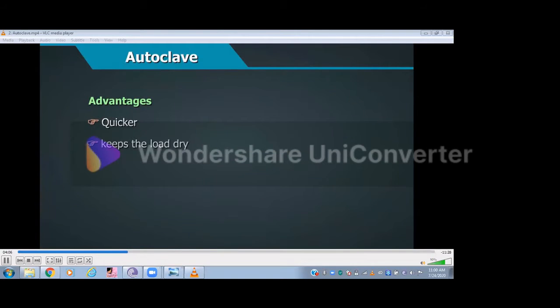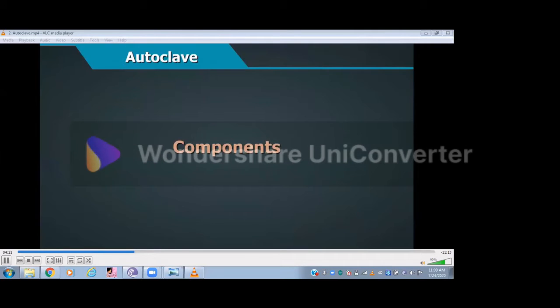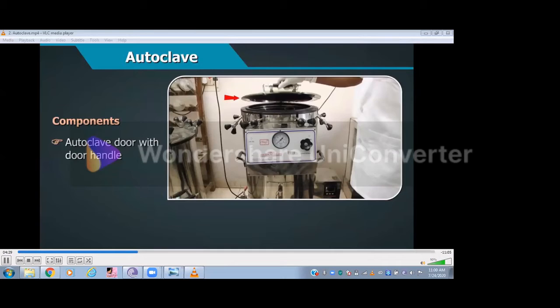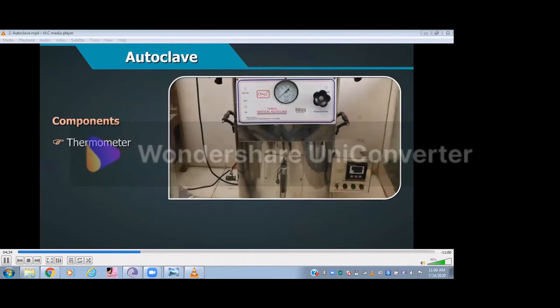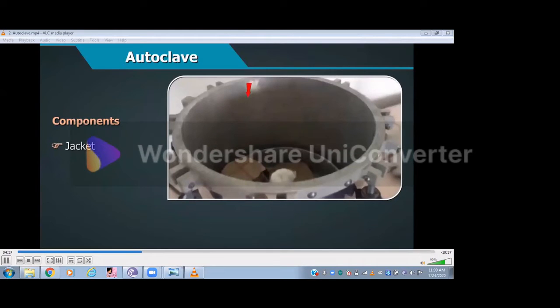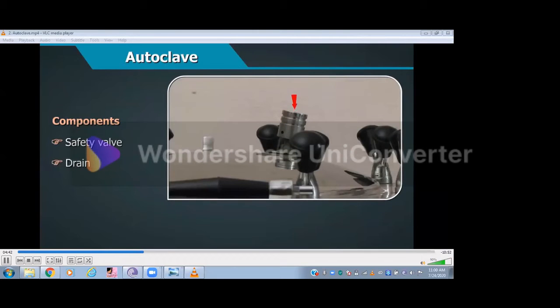Advantages: it's quicker and keeps the load dry. It is a more reliable method for porous loads such as gowns, drapes, towels, etc. Disadvantages: it is an expensive method and not suitable for liquids. Components. The main components of big autoclaves used in large hospitals are autoclave door and lid, sterilization chamber, thermometer, jacket, drain, chamber's manometer, safety valve.